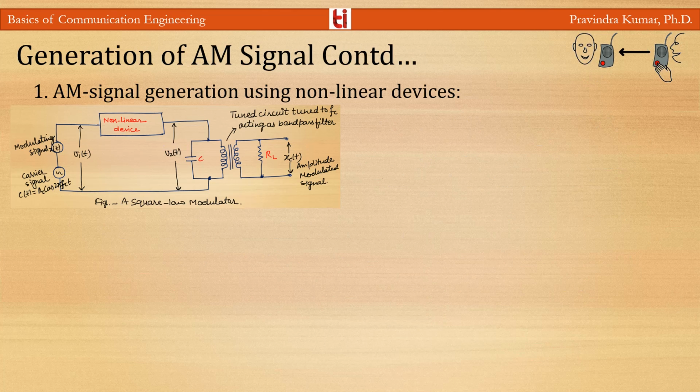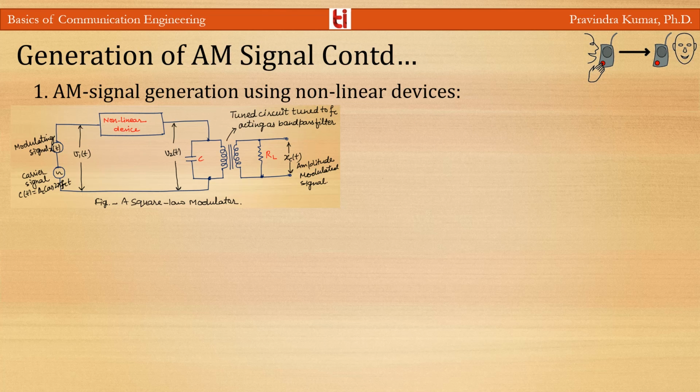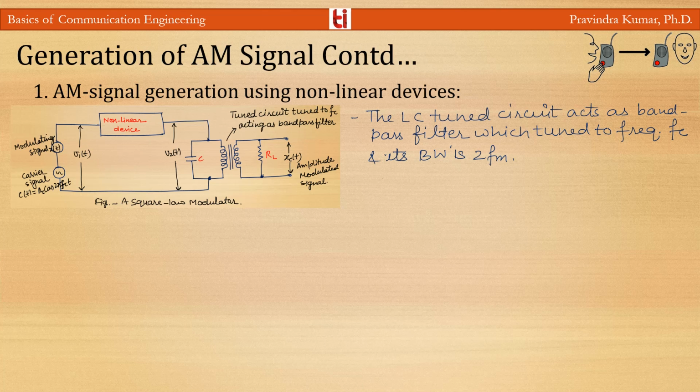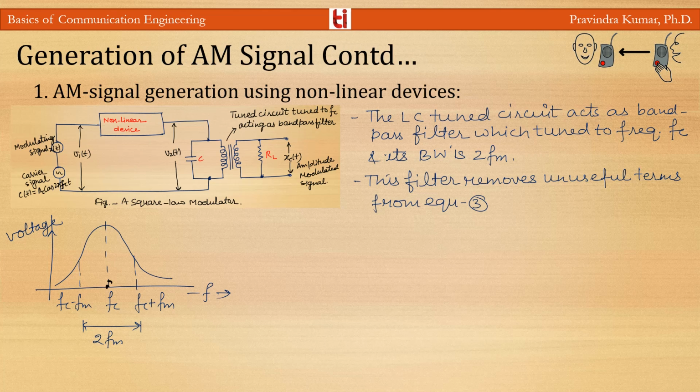So v out(t) can be written in the form of useful and unuseful terms. The LC tuned circuit acts as a band pass filter tuned to frequency fc, and its bandwidth is 2fm. This filter removes the unuseful terms from the equation. The frequency response of this filter operates at the frequency fc with a bandwidth of 2fm, so from fc minus fm to fc plus fm. So this band pass filter removes all other unuseful terms.